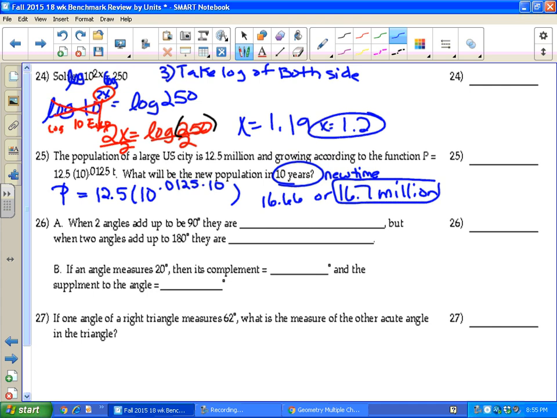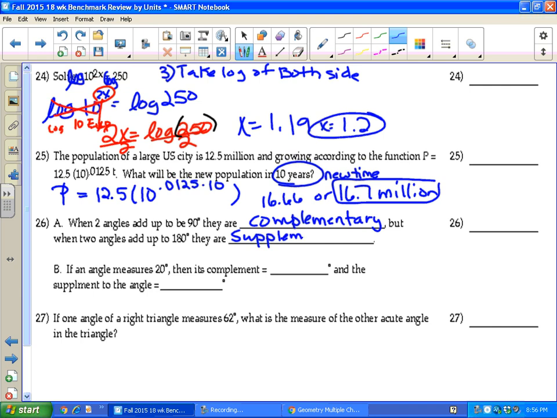All right, so I just substituted in. Now we're going to begin a little bit of our new geometry stuff. When two angles add up to be 90, they are complementary. It's a vocabulary word that we had on our sheets from Tuesday. When two angles add up to 180, they are supplementary.